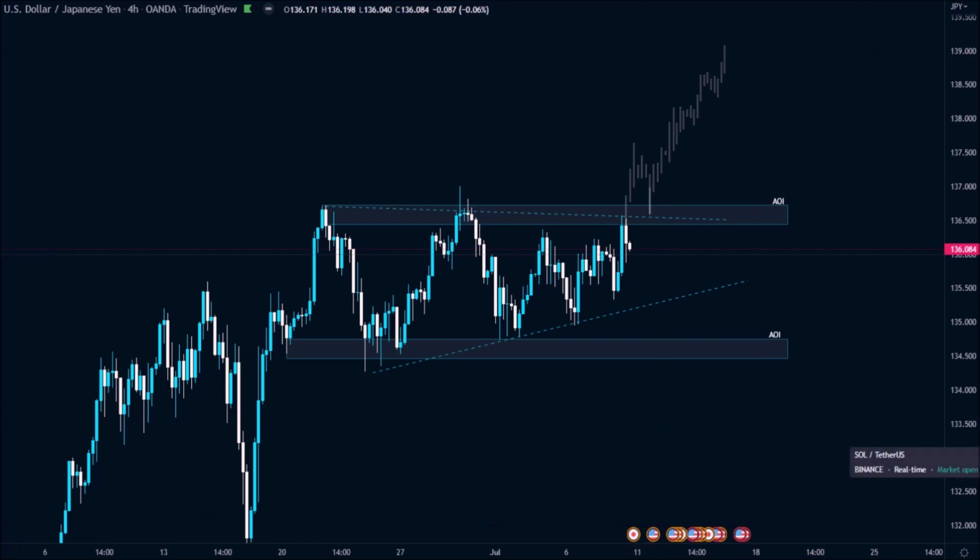So those are the instruments I like the look of the most. As the week changes, I'll add some instruments, take some away, just see what price action's given us. Let's take a look at some crypto. We'll take a look at Bitcoin first.